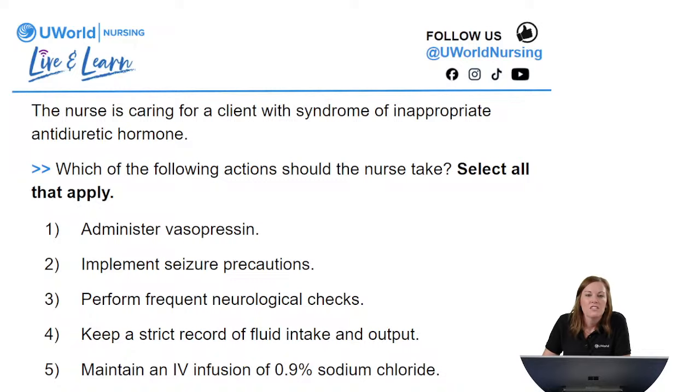Okay. So the nurse is caring for a client with syndrome of inappropriate antidiuretic hormone, or SIADH. Which of the following actions should the nurse take? Select all that apply. So option one, administer vasopressin. Option two, implement seizure precautions. Option three, perform frequent neuro checks. Option four, keep a strict record of fluid intake and output. And option five, maintain an IV infusion of 0.9% sodium chloride.